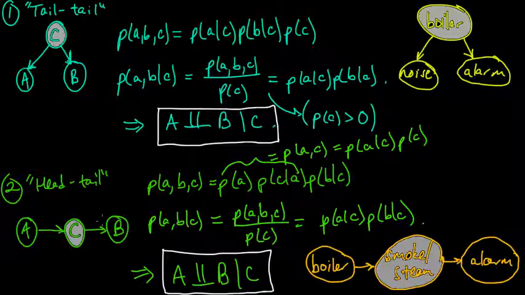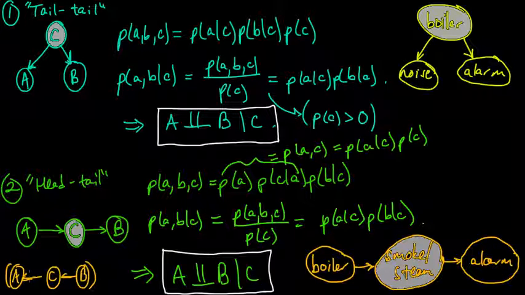So that was the head-to-tail case. And let me point out that if you reverse these arrows, if B was going to C and then C was going to A, then you would have the same result. A and B would be conditionally independent given C. So this would also be the same if it were like this.